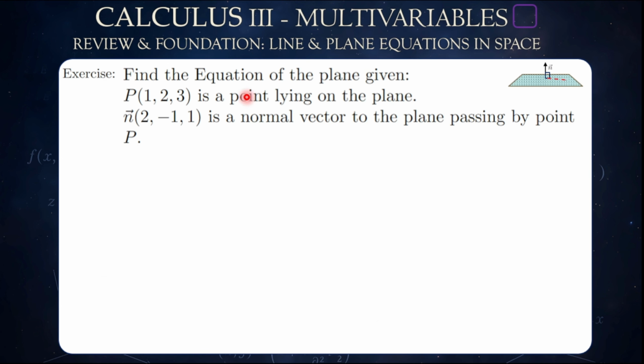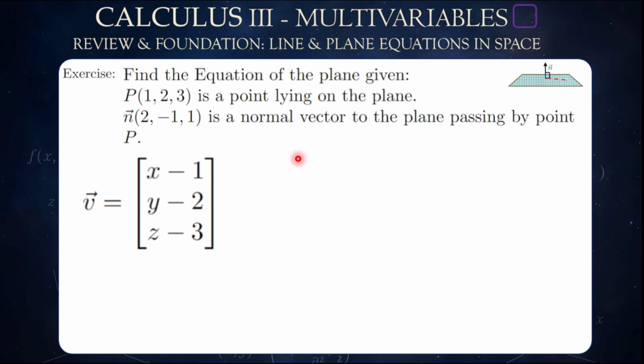Exercise. Find the equation of the plane given that P (1, 2, 3) is a point lying on the plane, and n (2, minus 1, 1) is a normal vector to the plane passing through point P. If you want to solve it, to try it, you can do that. Otherwise, let's continue.